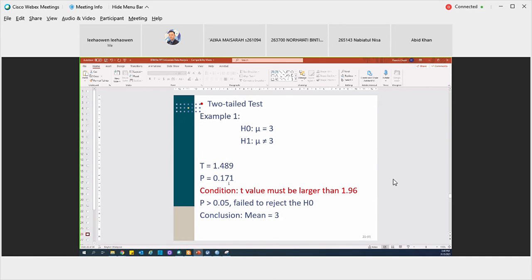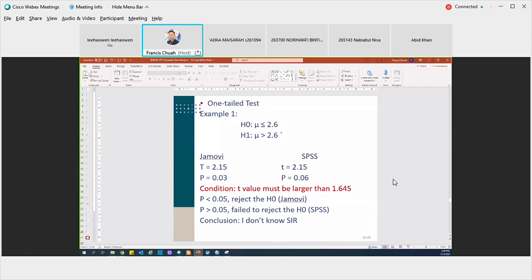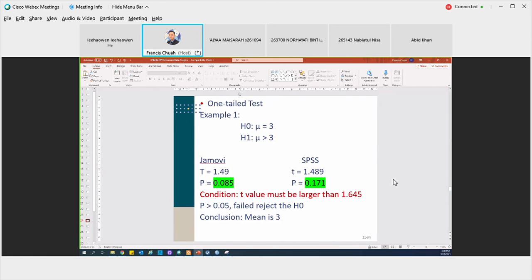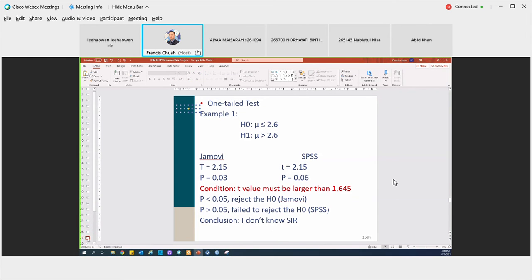Okay, so in a two-tail test, both give you the same answer. Now, let's say I change the value from 3, originally 3. Okay, look at this 3, this is larger than 0.05, and this is also larger than 0.05. You are safe, because both give you the result: fail to reject. So your mean is 3, you make a conclusion.